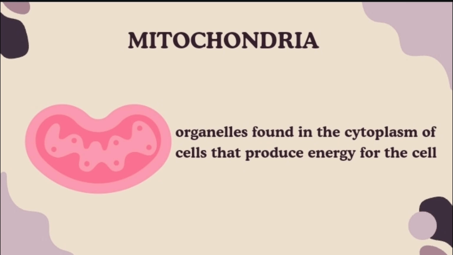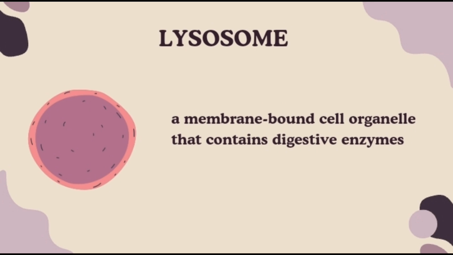And then, the mitochondria. Mitochondria is a round double membrane-bound sausage-shaped organelle. The energy produced by mitochondria is important for vital activities of the cell such as growth and reproduction. Followed by the lysosome.